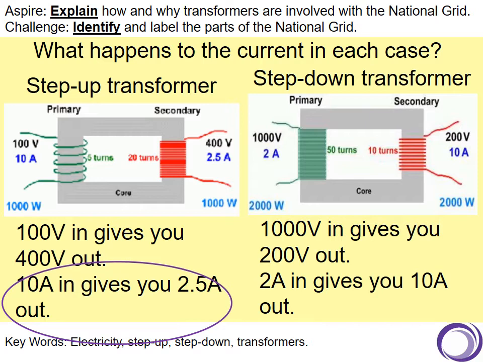And then if we look at a step-down transformer, as we've seen before, the opposite would happen. 2 amps going in gives you 10 amps coming out. So whilst the voltage reduces, the current increases.